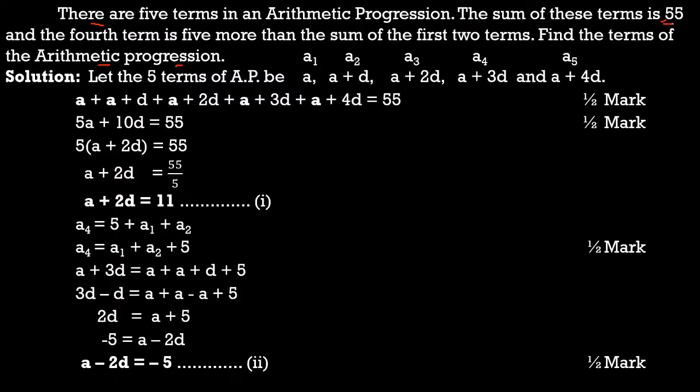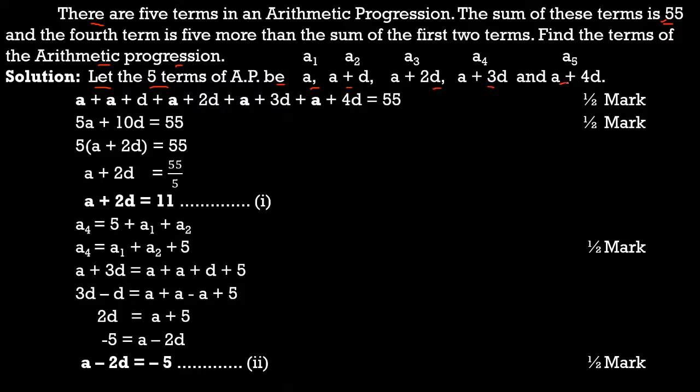Second condition is the fourth term is 5 more than the sum of the first two terms. Now we will solve one by one. First condition is there are 5 terms in an arithmetic progression. Let the 5 terms of AP be A, A plus D, A plus 2D, A plus 3D and A plus 4D.